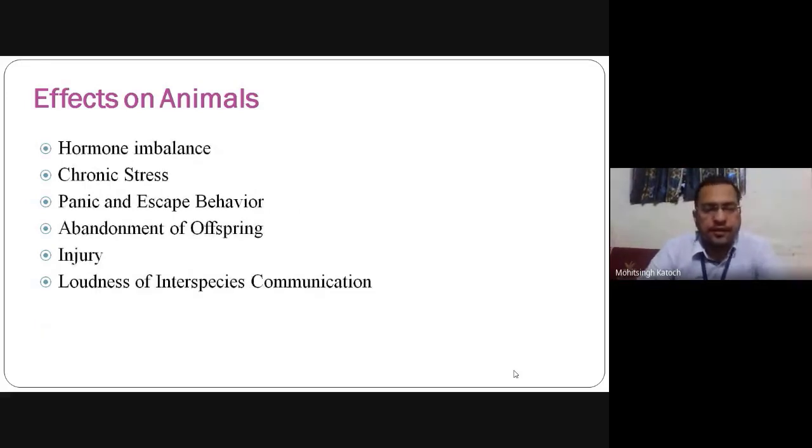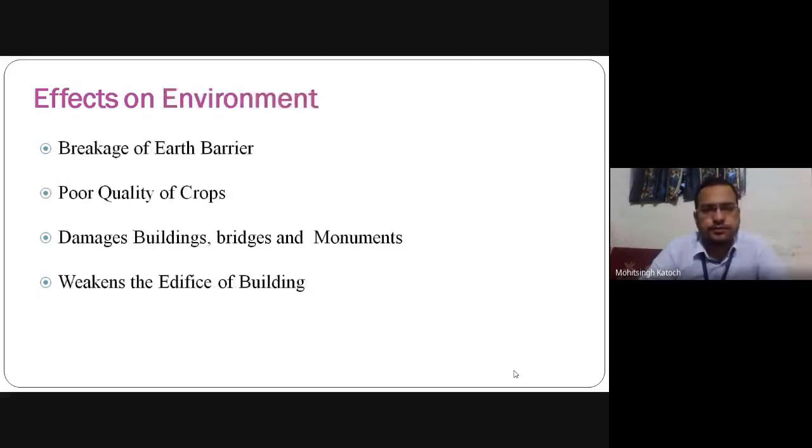Apart from these effects, there are some hormonal imbalances, chronic stress, panic and escape behavior, abandonment of offspring, injury, and loudness of interspecies communication. These are a few other effects of noise pollution on the life of animals. Now we will see what the effects of noise pollution on the environment are.